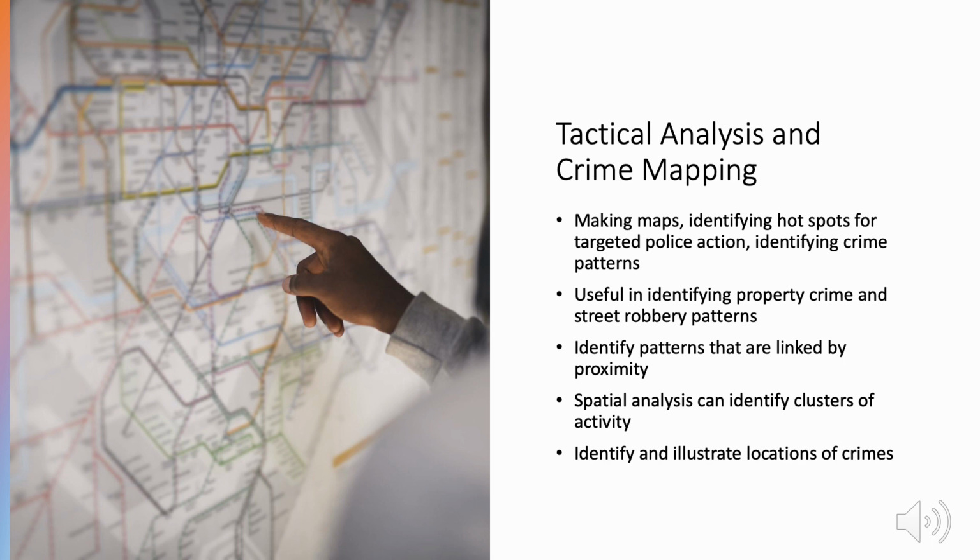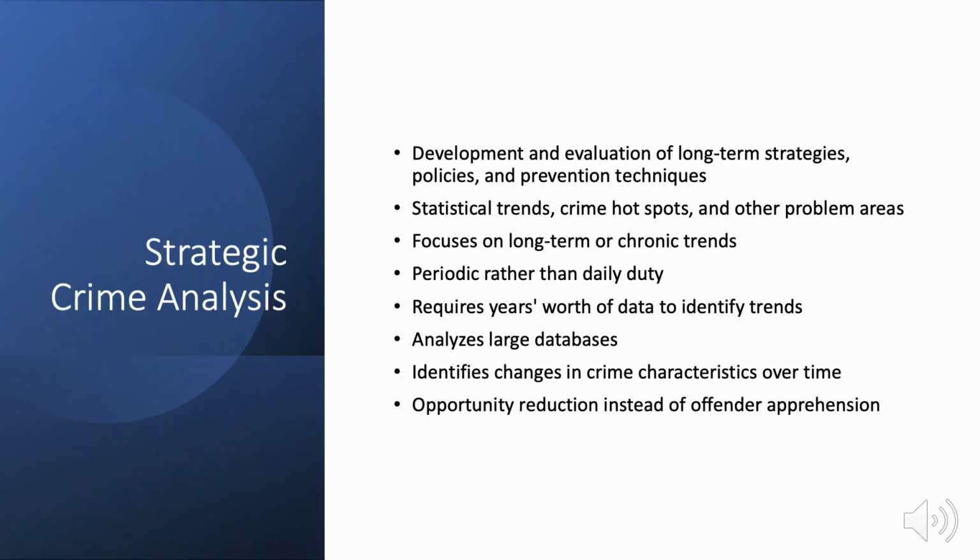Tactical crime analysis uses crime mapping to identify crime hotspots where police action is needed, as well as identifying patterns in crime. Crime mapping is especially useful in identifying property crime and street robbery patterns. Mapping can also assist in identifying patterns that are linked together by proximity of their locations and where clusters of activity are located. The next type of crime analysis is strategic crime analysis.